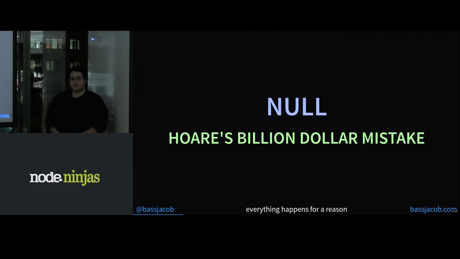The other part is, who's heard of Tony Hoare? A couple of hands. So Tony Hoare, probably very unfortunately for him, because he feels the same way, is considered the inventor of null. And he considered null his billion-dollar mistake. JavaScript is a language that has null. It has a nullary operator. In fact, it has two. It has null and undefined, and they have different semantics.